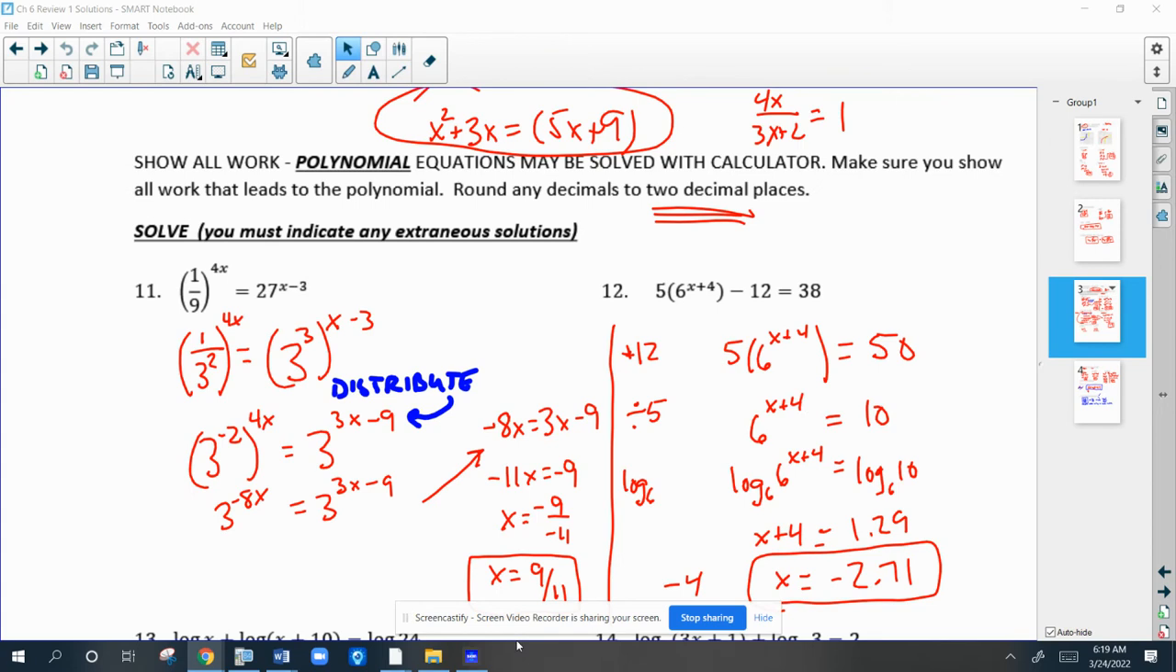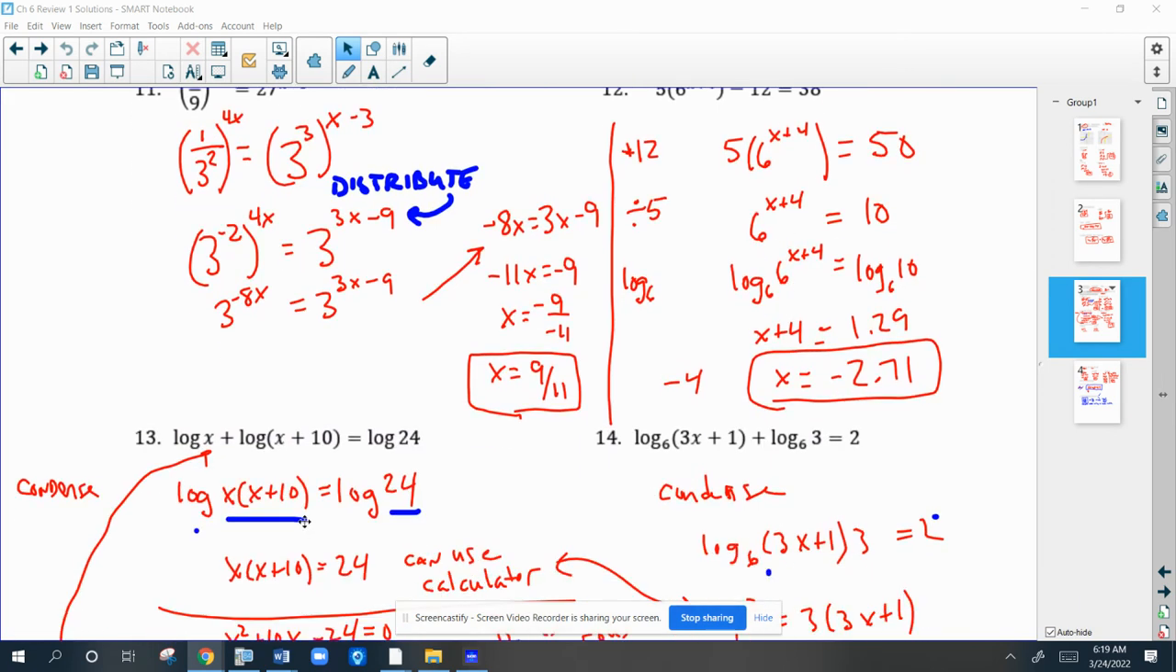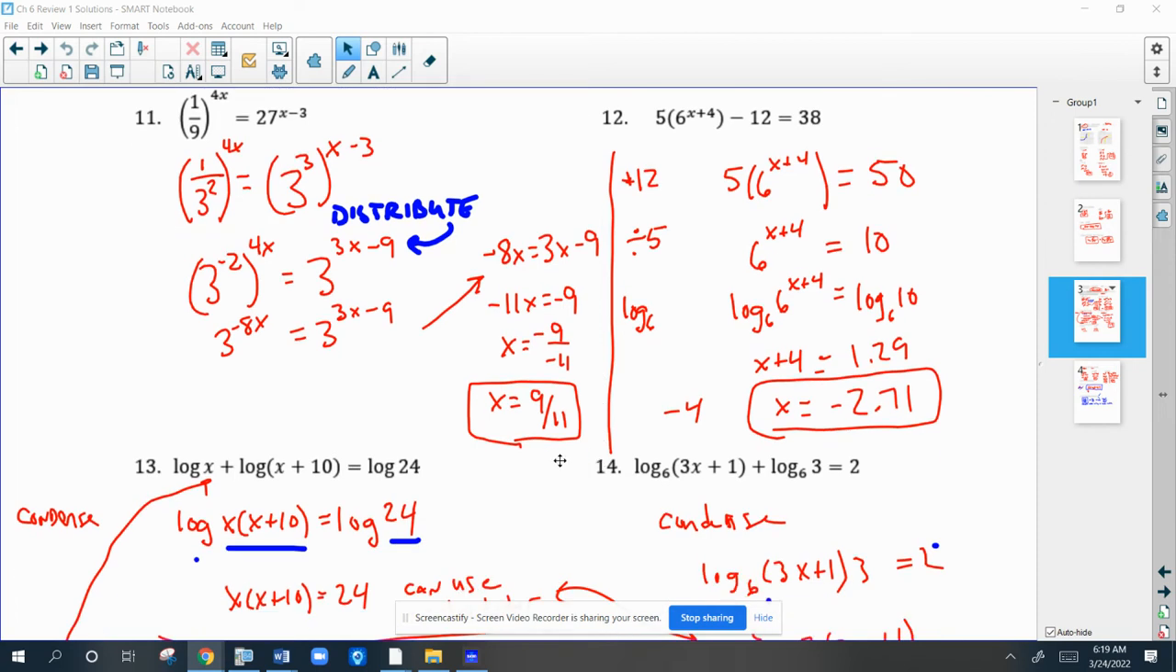Okay, so this is the chapter review, and we're going to look at how you can use your calculator to help you solve some problems. First of all, I have the calculator part here. I want to look at first the parts that you're allowed to use a calculator for.